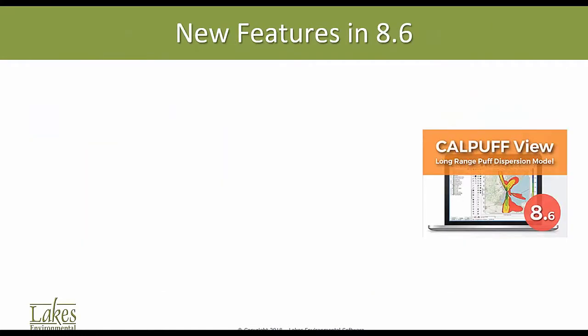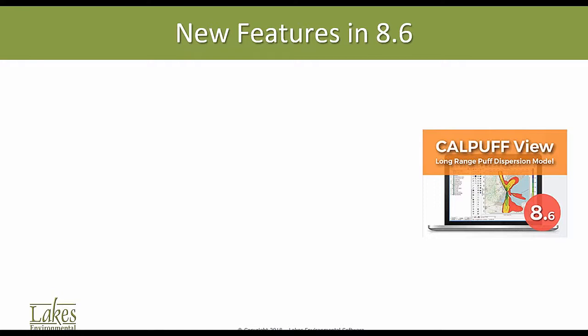So let's dive into the new features in version 8.6 of CALPUFF View. For those of you who haven't used the CALPUFF model before, it is primarily a long-range dispersion model looking at impacts out to 100, 200 kilometers away from sources. It's used for visibility analyses, and as the name implies, it is a puff dispersion model as opposed to plume models like ISCST3 and AirMod.